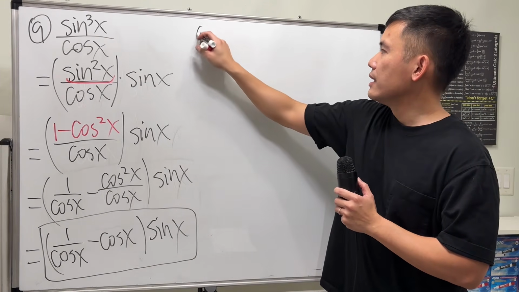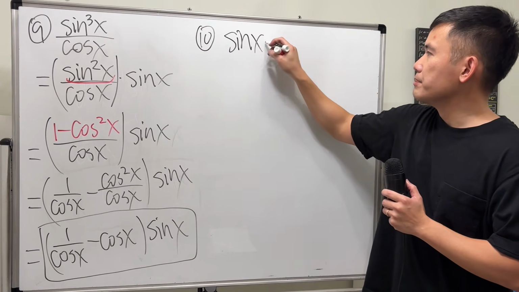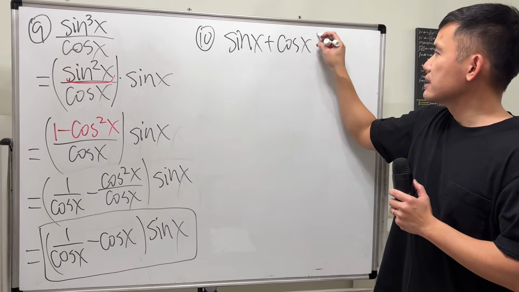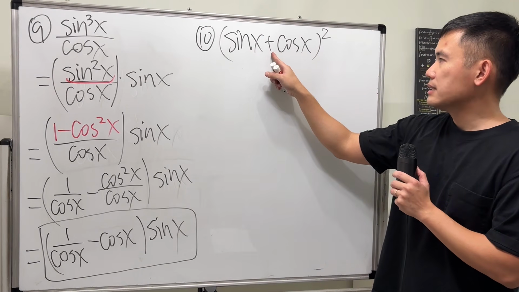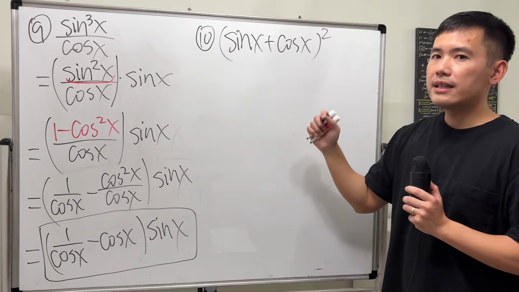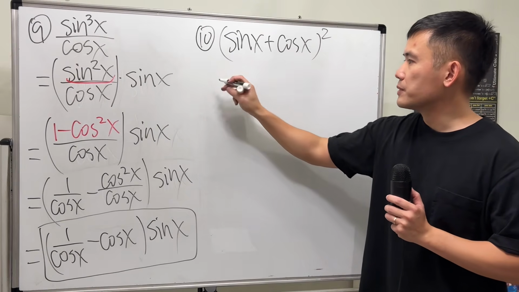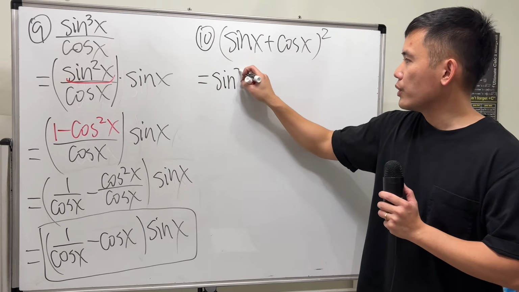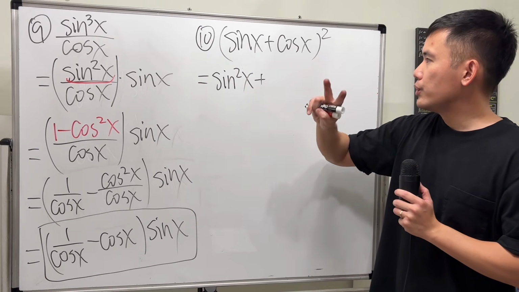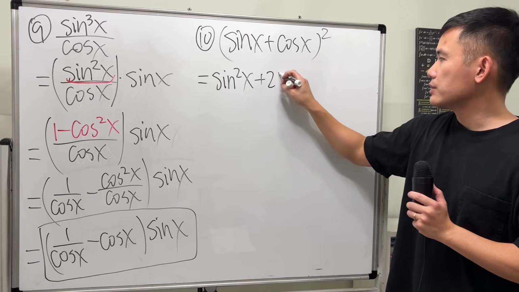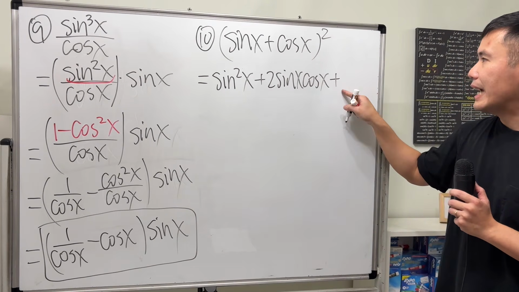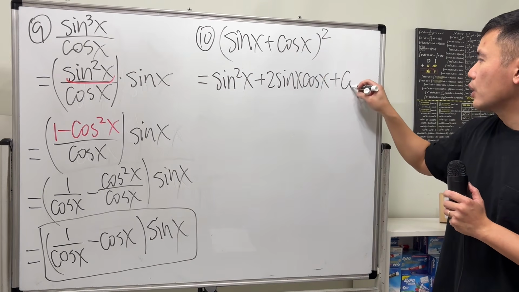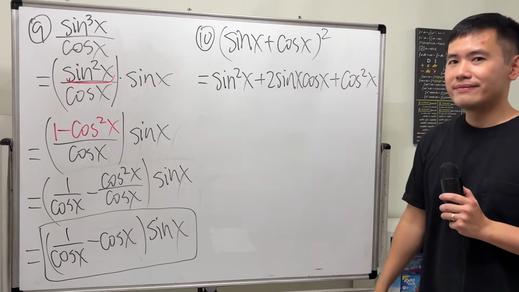Now number 10, we have sine x plus cosine x, and then squared. Because we have a plus in between, so when we square that, make sure we do the first term squared. So that's sine square x plus 2 times this and that. So that's 2 sine x, cosine x. Lastly, we add this square, which is cosine square x.